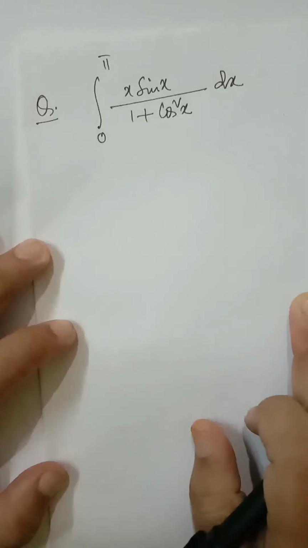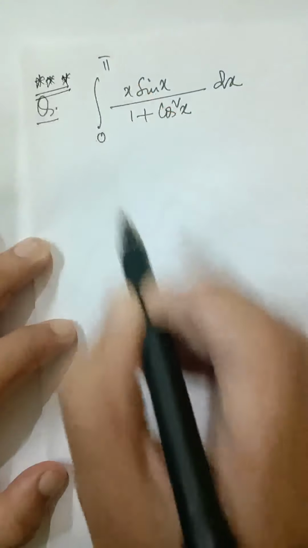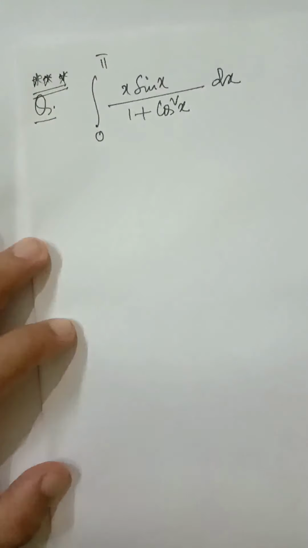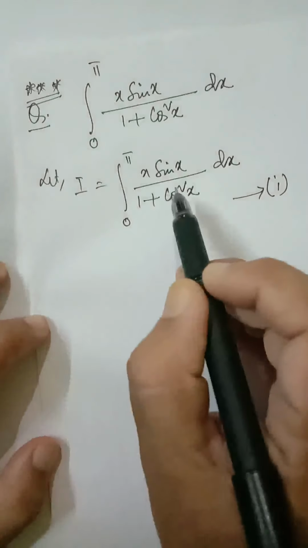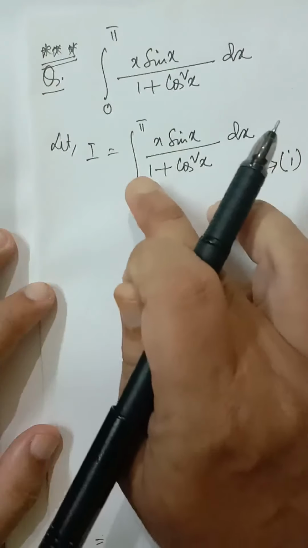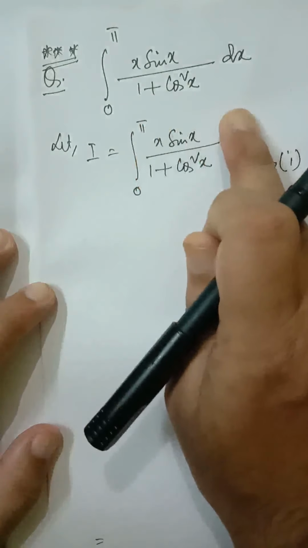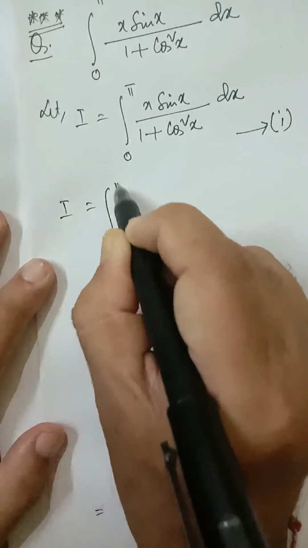Next question is to evaluate, to integrate 0 to pi x sin x by 1 plus cos square x dx. This is another very important question. This question came in board exam, and this is also given in NCERT book. So first of all, I have considered the given integral as I and marked this by 1. Now this integral is of the form 0 to a f(x) dx. Now we will use property number 4. We will replace x by a minus x.